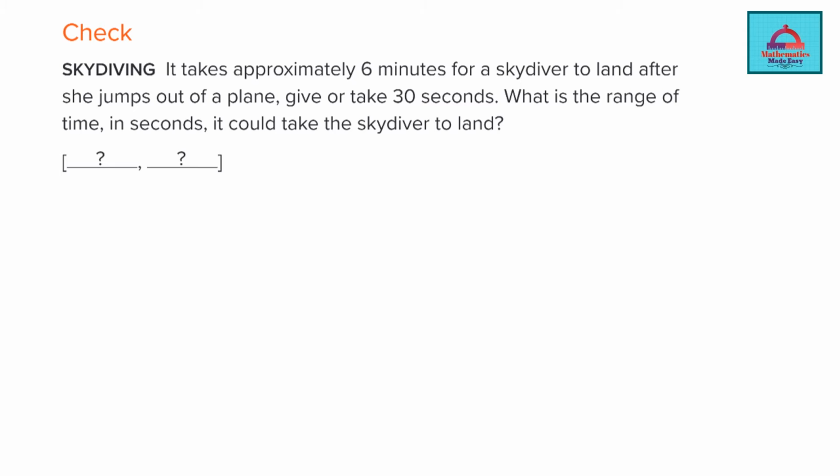Let's do a word problem. This is important. I will first read it for you. It takes approximately 6 minutes for a skydiver to land after she jumps out of a plane, give or take 30 seconds. So give means negative, take means positive. And 6 minutes it is taking for her to land out of the plane. What is the range of time in seconds? So the unit which is asked is in seconds. Therefore, we convert 6 minutes into seconds.